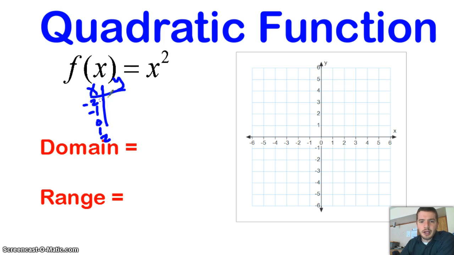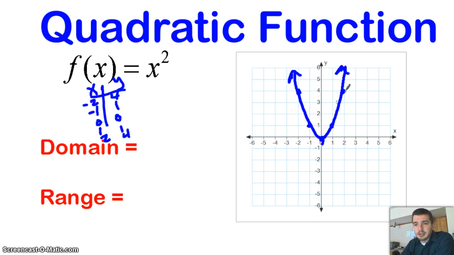Again, if you plug it in, negative 2 squared is 4, negative 1 squared is 1, 0 squared is 0, and then 1, and then 4 again. So if I plug that in, 2 comma 4, and negative 2 comma 4. All right, so we got a little U shape here. Again, it's not a V. You want to have a nice, curved edge right here. This is your parent graph.